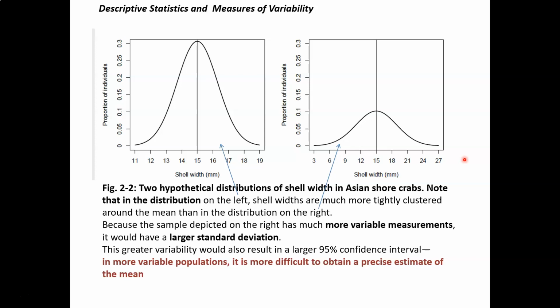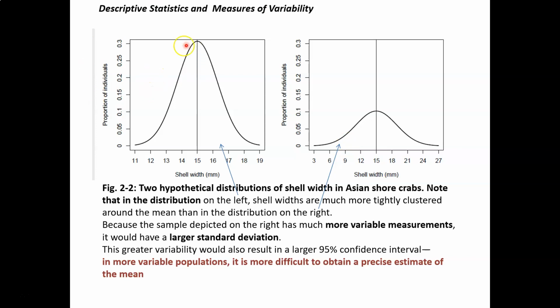Because the sample depicted on the right has much more variable measurements, we say that sample has a larger, greater standard deviation. This greater variability can also result in a larger confidence interval, with larger upper and lower confidence limits. So you're looking at a highly variable population, and it is practically much more difficult to obtain a precise, reliable mean estimate in a population that has such greater variation.